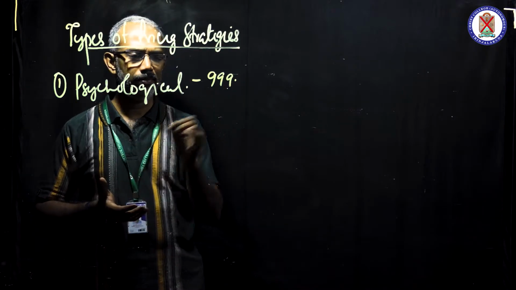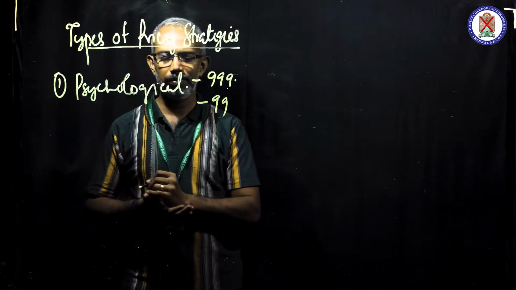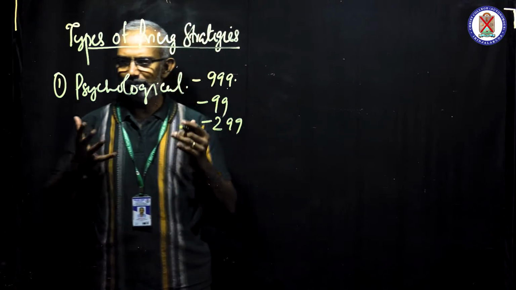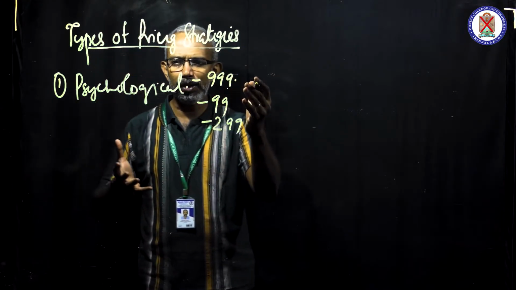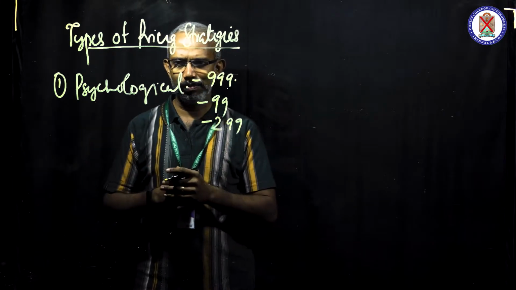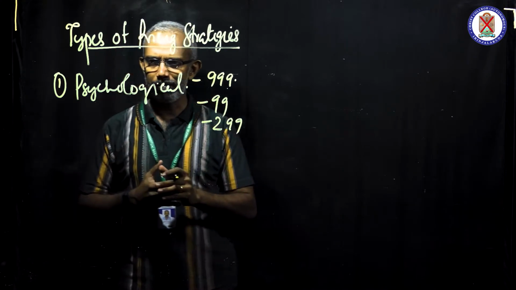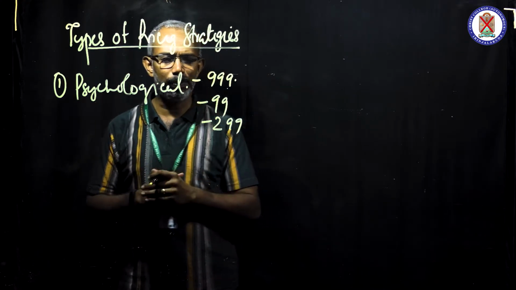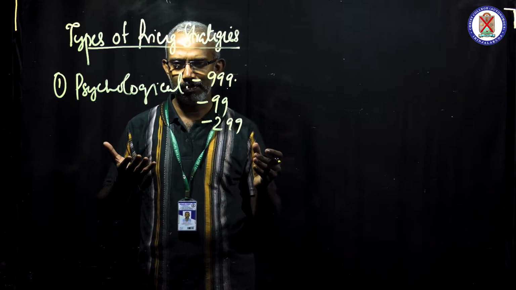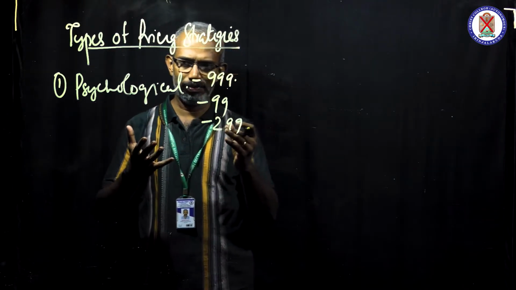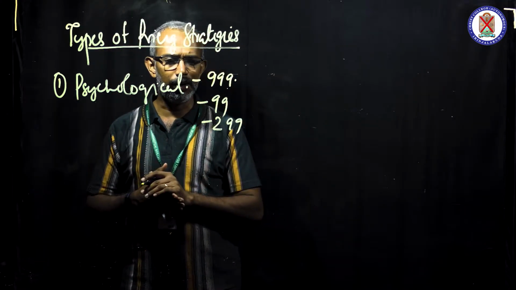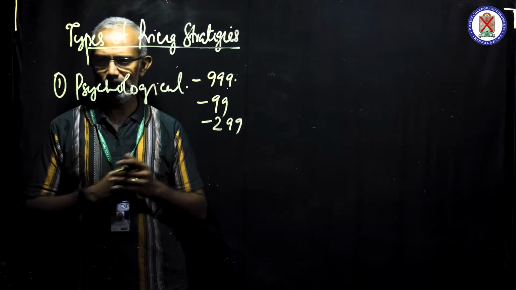999, 99, 299. If you look carefully, the distance from 999 to 1,000 is comparatively less. From 99 to 100 is less. It's just 1 rupee. From 299 to 300, it's just 1 rupee. For all practical purposes, the price here is 1,000 rupees. Here it is 100 rupees. Here it is 300 rupees.